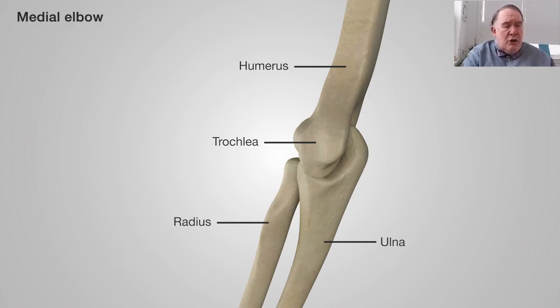And this view shows how the ulna wraps around the trochlea of the humerus. We see this prominent process, if you will, the bump on the back of our elbow, the olecranon process, which serves as an attachment for muscles that we'll learn about later, but also adds tremendous stability to the elbow joint.